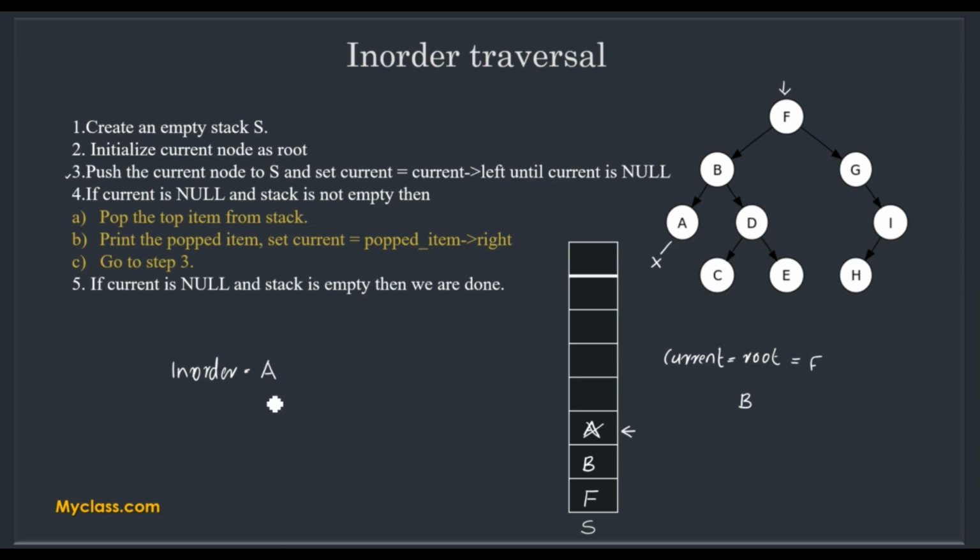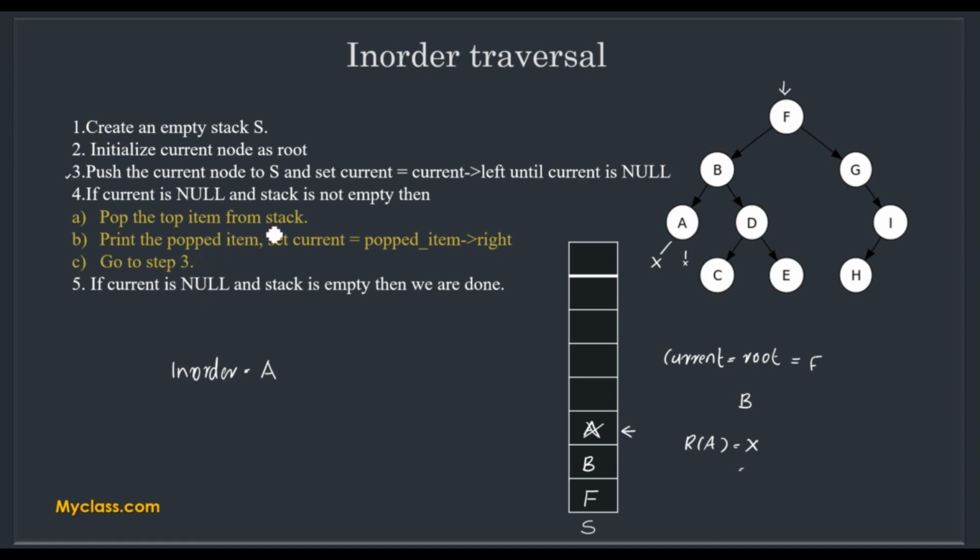So which one is the right of A? There is no right of A. If it were there, we would go to step 3 again. Now our current equals null, because there is no right child for A. Now our current value is null, so we repeat this. If the current is null, we repeat this.